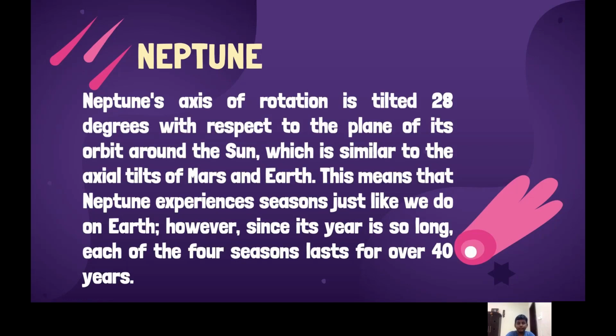Neptune's axis of rotation is tilted 28 degrees with respect to the plane of its orbit around the Sun, which is similar to the axial tilts of Mars and Earth. This means that Neptune experiences seasons just like we do on Earth. However, since its year is so long, each of the 4 seasons lasts for over 40 years.